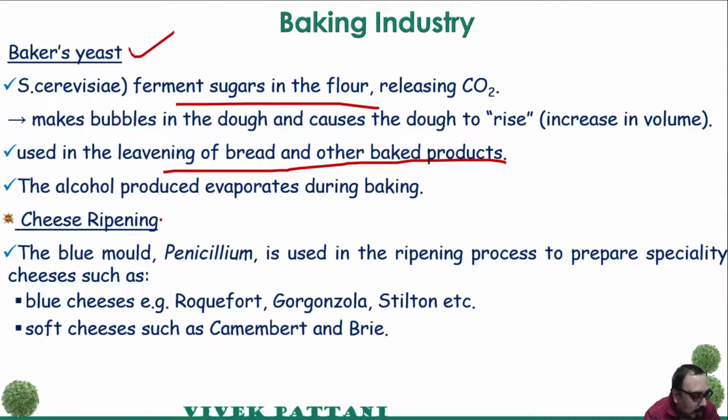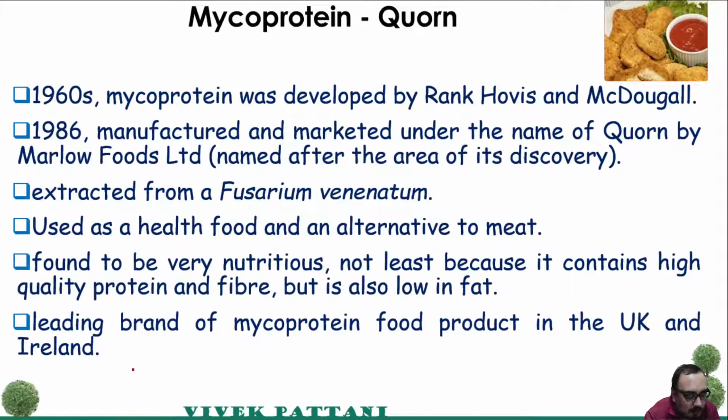Next comes cheese ripening, which I told you about earlier in the lecture. It is basically the aging of cheese, in which fungi may be used. Penicillium is used for the aging of various blue cheeses such as Roquefort, Gorgonzola, and Stilton, or soft cheeses such as Camembert and Brie, which also have an aging process in which fungi may be used.